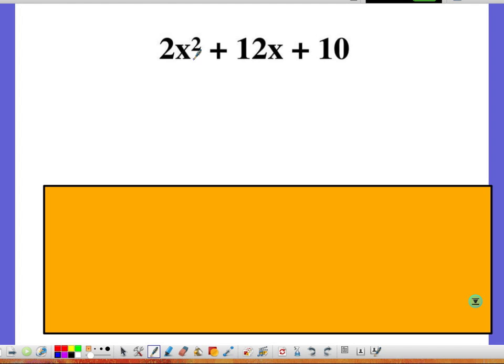the functions. So here's standard form right here. Ax squared plus bx plus c. So let's go through the steps of finding the vertex form.